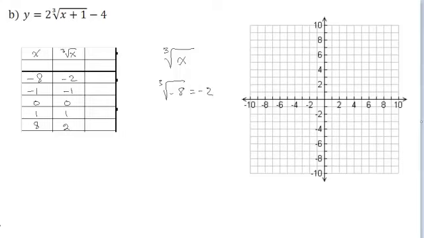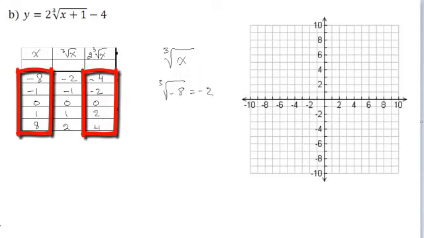And the next step, we multiply it by 2. We forget the translation until the last step. Multiply by 2, so you get 2 cubic root of x. We multiply this cubic root of x by 2. So you get 2 times minus 2, minus 4. 2 times minus 1, minus 2. 2 times 0, 0. 2 times 1, 2. 2 times 2, 4.